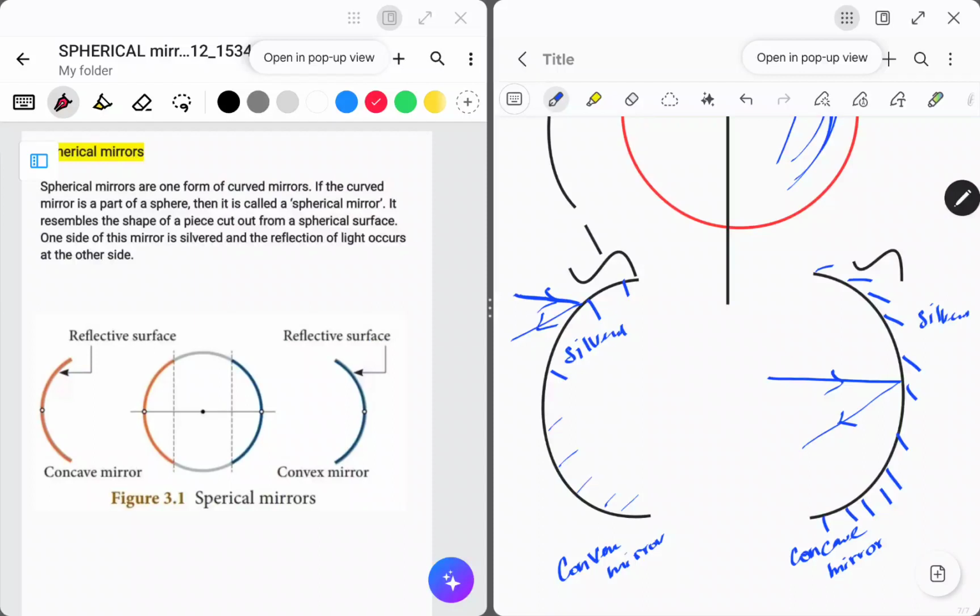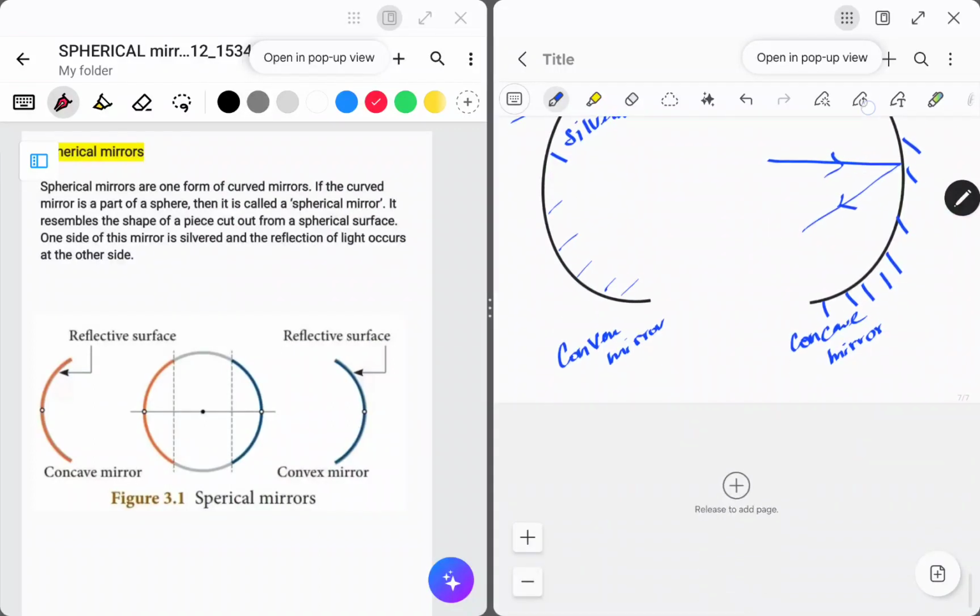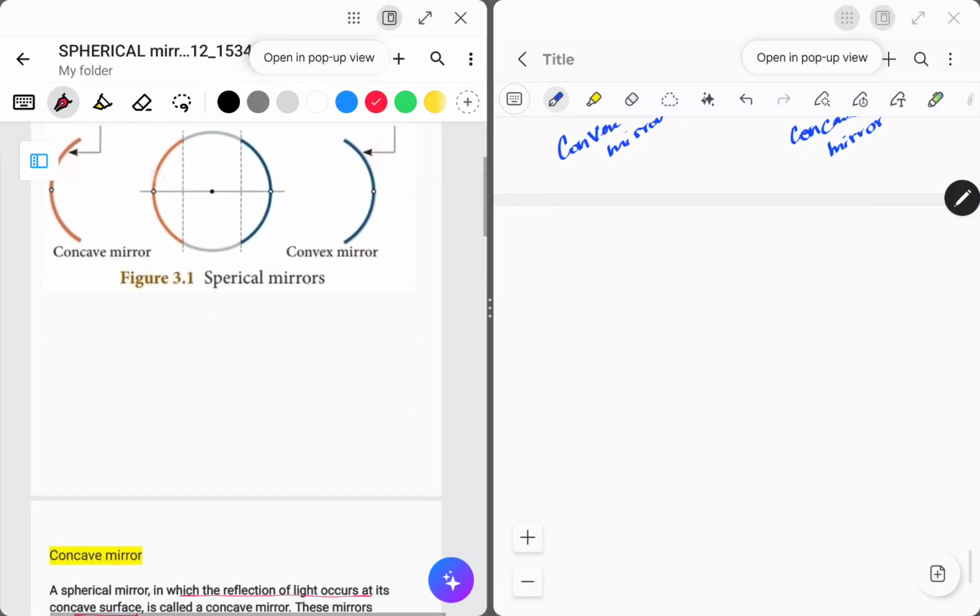So keep it in your mind. If I cut a spherical mirror into two halves, I get two curved mirrors. One curved mirror is considered a concave mirror, and the other is considered a convex mirror. On one side it will be a reflective surface, and on the other side it is a silvered mirror, in concave as well as in convex. Now we will study this concave and convex in a brief manner.